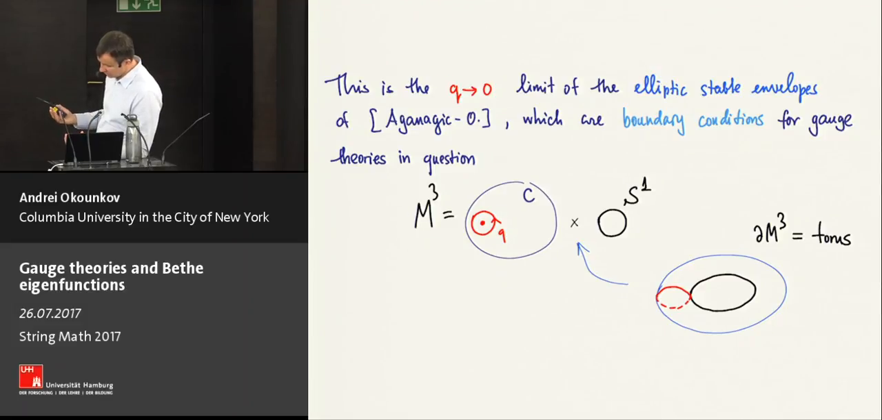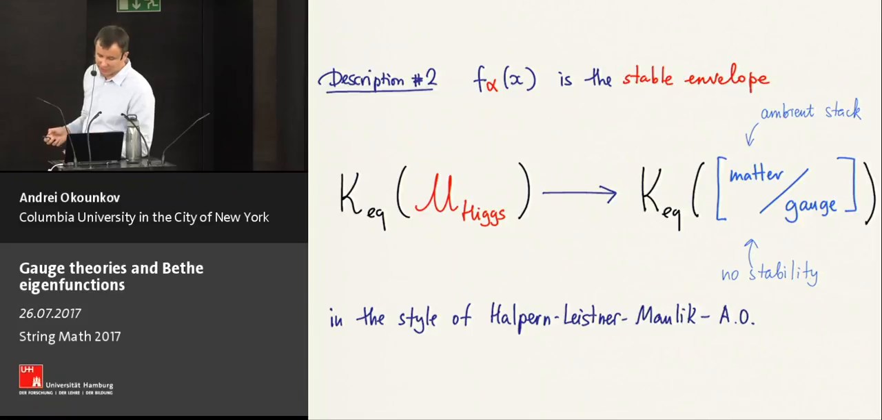So there are these objects we studied called elliptic stable envelopes. If you degenerate the torus, in other words, you shrink that boundary condition to a line operator, that will precisely give what we want in this Bethe ansatz situation. Maybe. Okay.